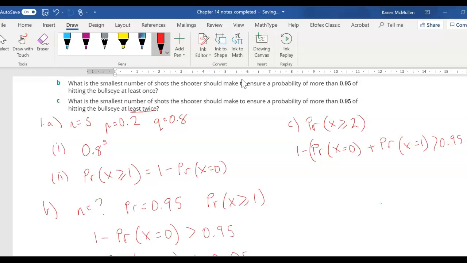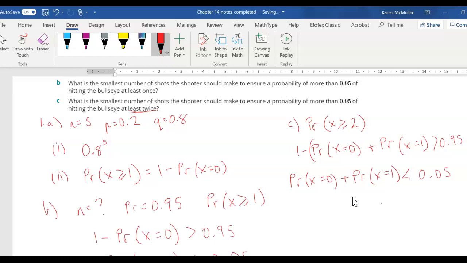All right, like I did in question B, I'm just going to take that 1 over to the left-hand side. So I'm left with just the probability of x equals 0 plus the probability that x equals 1. The inequality sign changes, and we've got 0.05. The inequality sign changes because you've got this negative here, and when you want to get rid of it, you're dividing both sides by -1, and that gets rid of that negative.